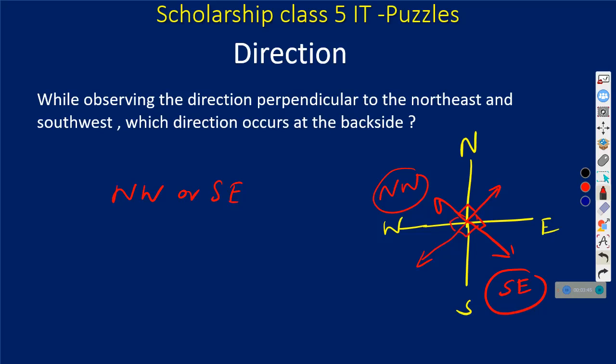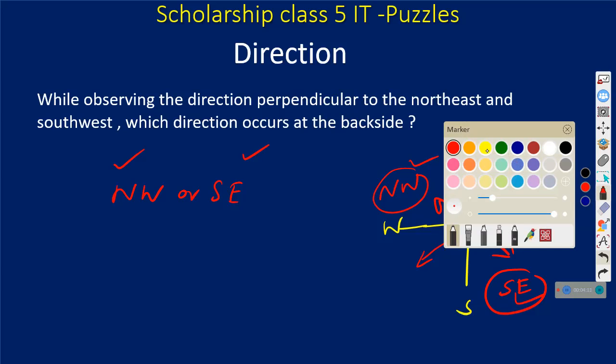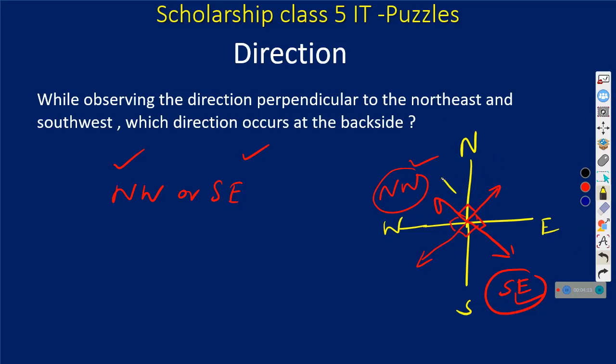This we came to know. So any one of these directions will occur at the back side. Hence it can be either this or this, any one of these. That can be the case. Okay. Because perpendicular to northeast is northwest and southeast. If the person is standing and looking in this direction, this is the back. If the person is standing and looking in this direction, this is the back.